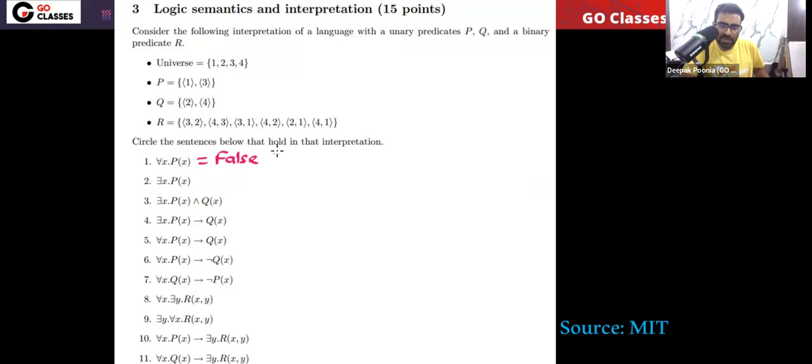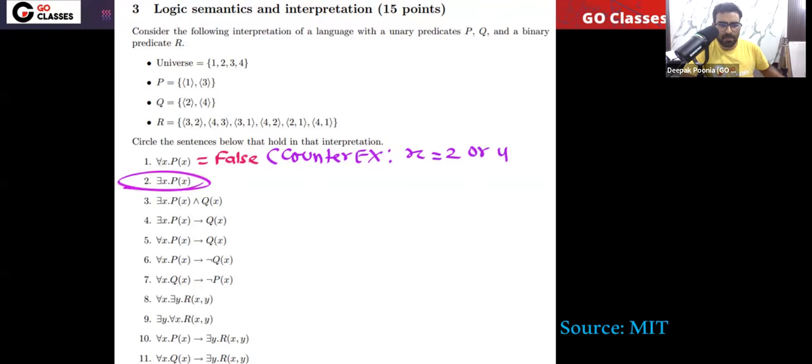And what is the counterexample? Tell me the counterexample. What will you say is the counterexample? The counterexample is you can take x equal to 2. Okay, that's it. Very good. X equal to 2, or you can take x equal to 4. These are the counterexamples. X equal to 2 or 4.